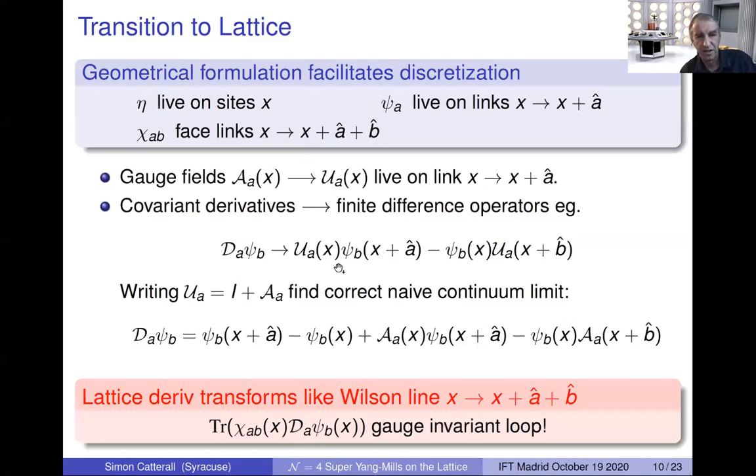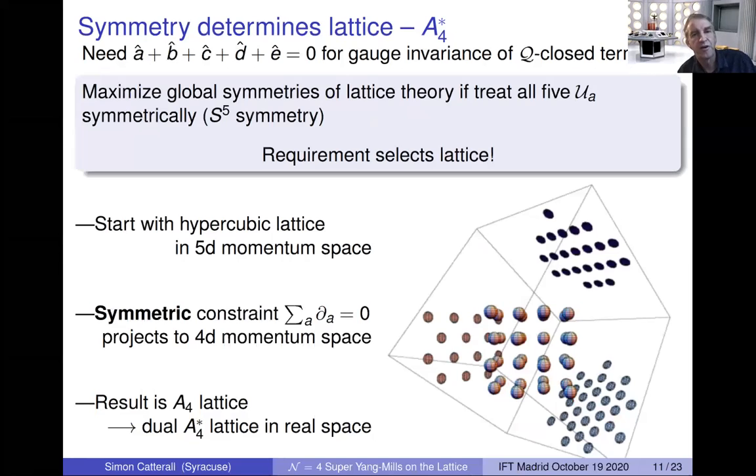Well, it turns out, and I'm not going to prove it here, that the Q-closed term is only gauge invariant on the lattice if the sum of these basis vectors is 0. If you go through the Q variation and look at what you get, you will find that you only get a closed loop on the lattice from the discretization procedure if the sum of these basis vectors is 0. That's good, because you need to be in 4 dimensions. You only want 4 independent basis vectors in the end. So there are 5 of them naturally in the formulation, but the sum of them is 0.